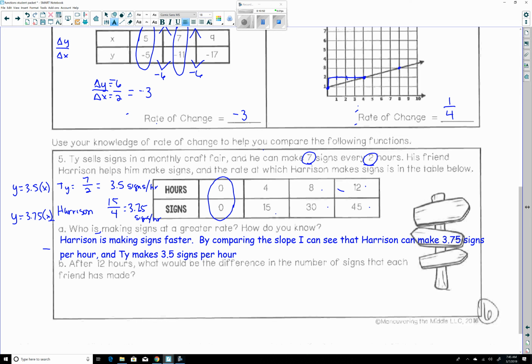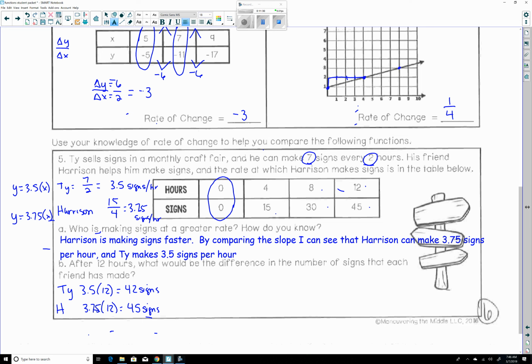If you're going, why can't we just multiply it by 12 hours? Exactly, that's what we're doing. For Ty, we'd take 3.5, because he can make 3.5 signs per hour, multiplying it by 12 hours. Grab your calculator and see how many signs he can make in 12 hours. I get 42. Do the same thing for Harrison. I'm just going to say, hey, H, 3.75 times 12 hours. Again, grab your calculator, plug it in. I get 45 signs.